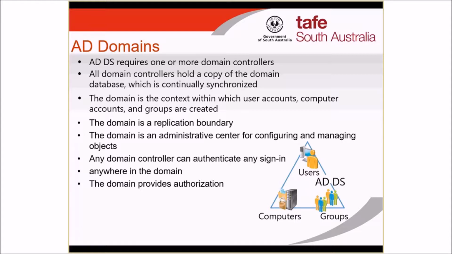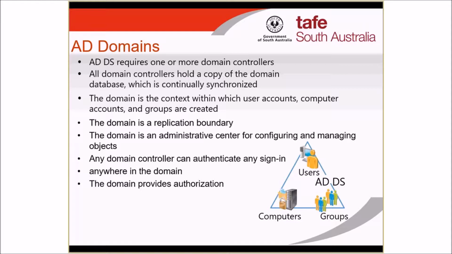The domain is the context within which user accounts, computer accounts, and group accounts are created. Basically, we create users, groups, and all that kind of stuff in the Active Directory domain. The domain is also a replication boundary. We just spoke about how we can have multiple domain controllers and they replicate with each other, but they only replicate with each other inside the same domain. If we have multiple domains and domain controllers in many domains, they don't replicate with each other. They only replicate with other domain controllers in the same domain. The domain is an administrative center for configuring and managing objects. Any domain controller can authenticate any sign-in. So basically, when we have multiple domain controllers, any of them can log you in or authenticate you.